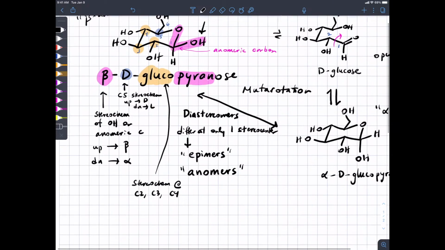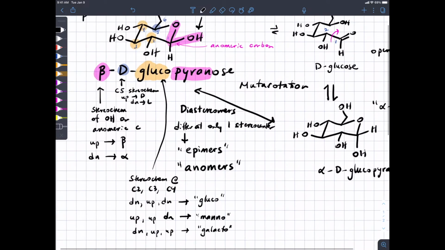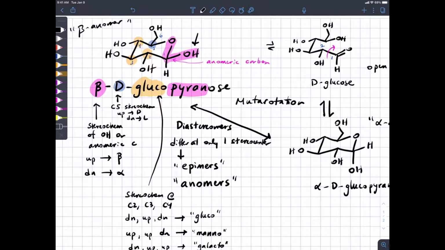Okay, so starting with carbon 2, if the stereochemistry is down, then up, then down again, we'll use gluco. If it's up, up, down, we'll use mano. And if it's down, up, up, we'll use galacto. Now there are other combinations, but these are the three that are most important in biology, so those are the ones we'll worry about.